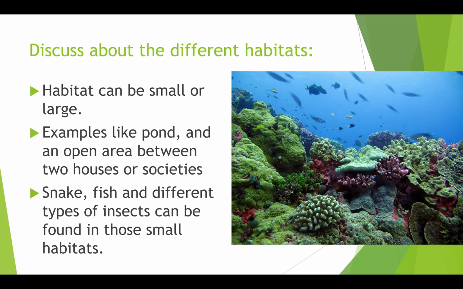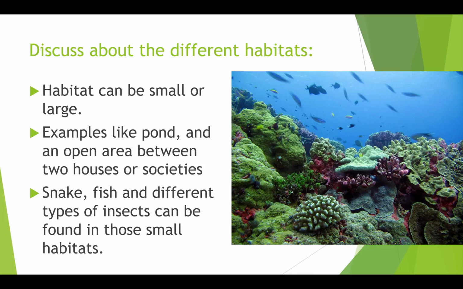Habitats can be small and large. Some animals live in a small place and some live in a large place, so habitats can be small or large according to the animals. Examples are a pond and an open area between two houses or societies. Snakes, fish and different types of insects can be found in those small habitats.